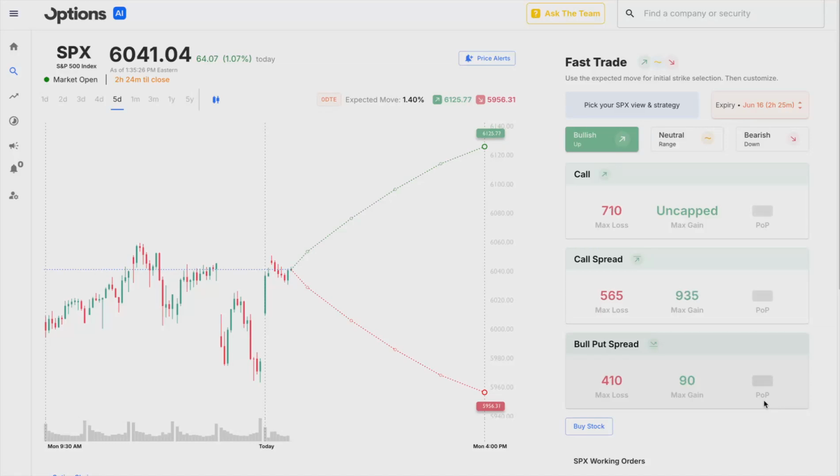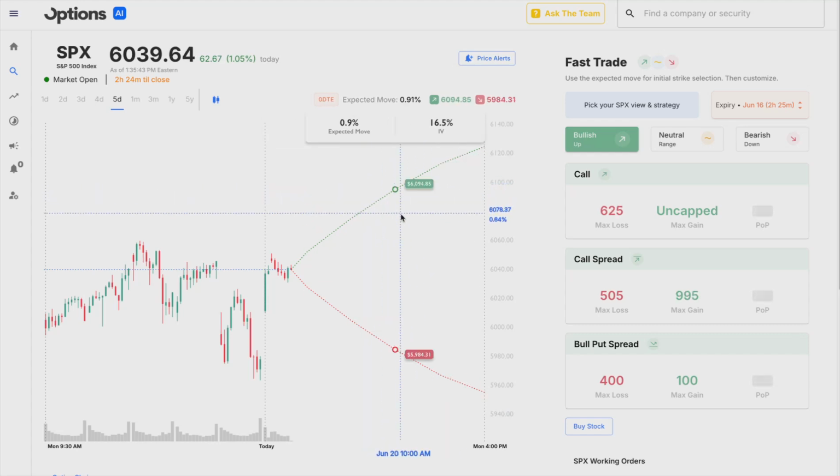This one comes from Ram Krishna. He was asking, how do you use Options AI, or what's the best way to use Options AI if you have some particular levels in mind? And he was asking specifically about SPX, about zero DTE, short duration type trading.